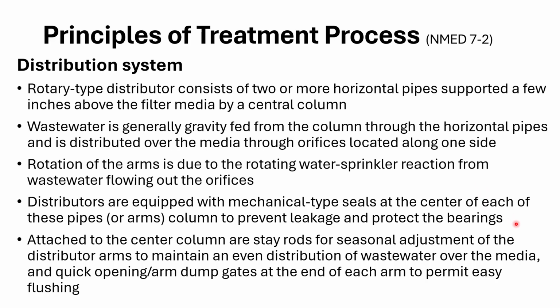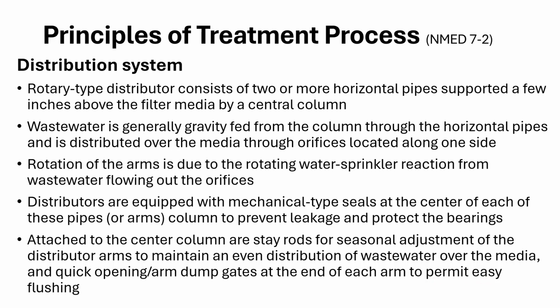So there's a mechanical type seal at the center of each of the pipes, and that's going to prevent leakage, and it's going to allow the bearings to be protected, because we do have bearings in that column that are allowing the distributor arm to be supported as it moves around. Okay. And attached to the center column, you've got stay rods for seasonal adjustment of those arms to maintain that even distribution over the media.